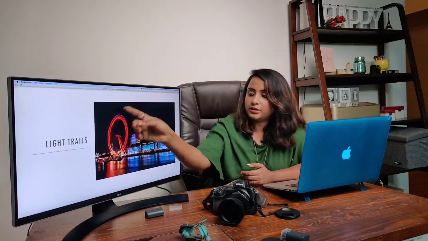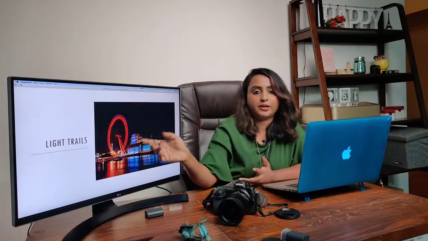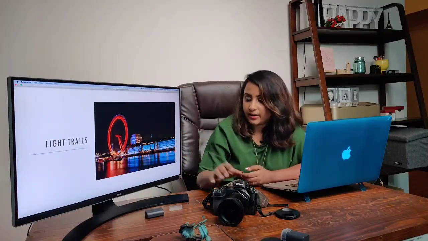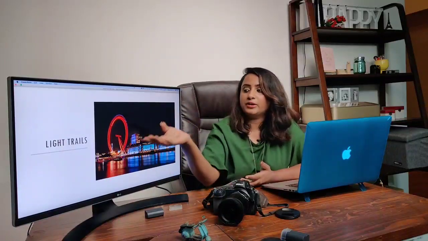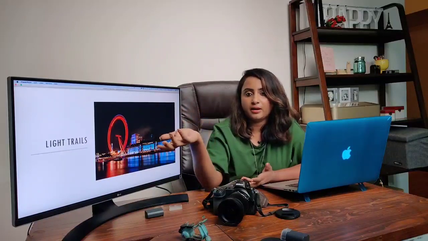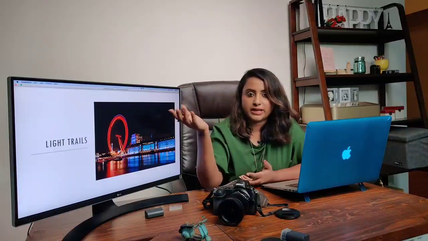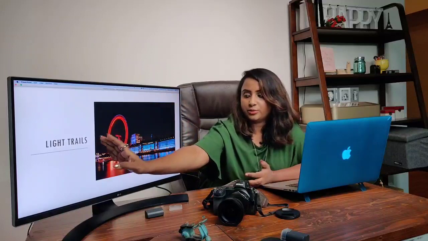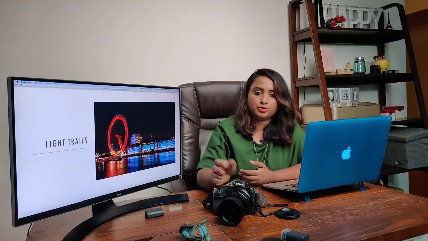And when you want to capture light trails, it could be light trails of moving vehicles, or here we've captured the light trail of the London Eye. You can even do this with moving cars. For moving cars you would need maybe 3 to 4 seconds or maybe 5 seconds. Just imagine how much time it requires for the subject to enter your frame and leave your frame, and set your shutter speed accordingly.